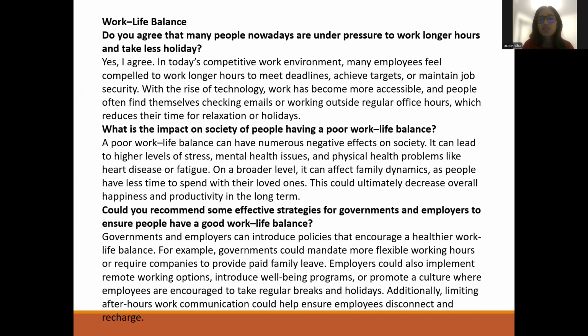Could you recommend some effective strategies for government and employers to ensure people have a good work life balance? Government and employers can introduce policies that encourage a healthier work life balance. For example, government could mandate more flexible hours or require companies to provide paid family leave. Employers could also implement remote working options, including well being programs, or promote a culture where employees are encouraged to take regular breaks and holidays. Additionally, limiting after work hour communication could help ensure employees disconnect and recharge.